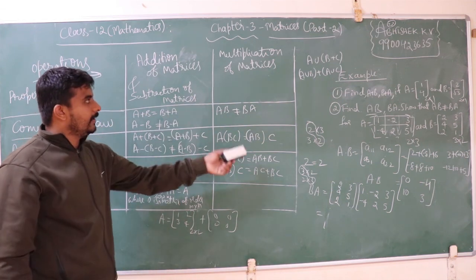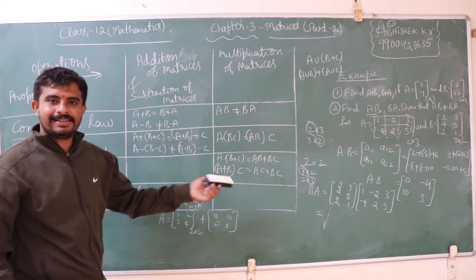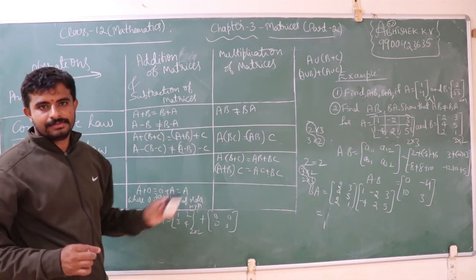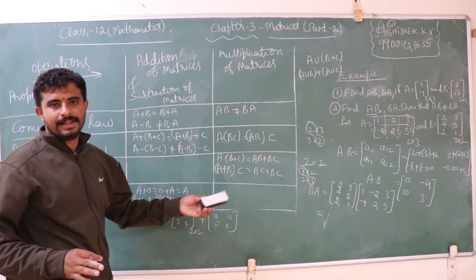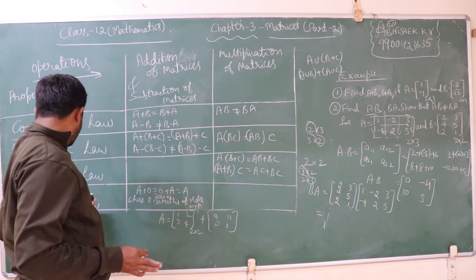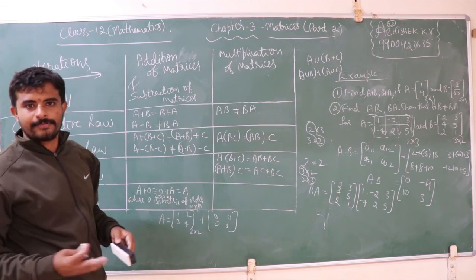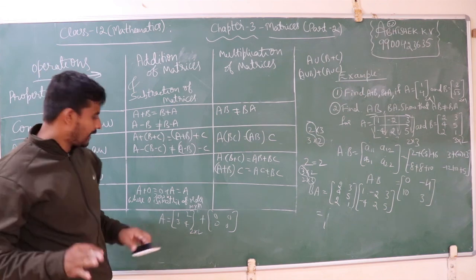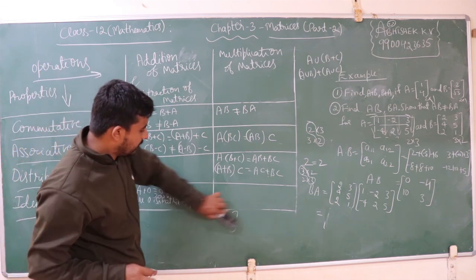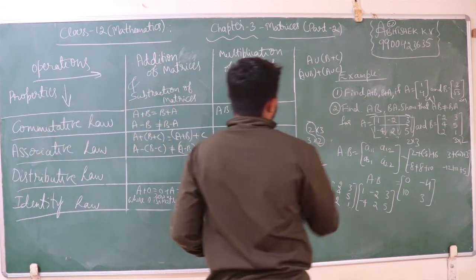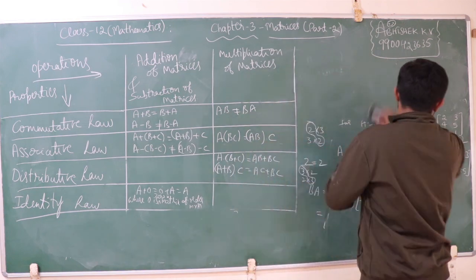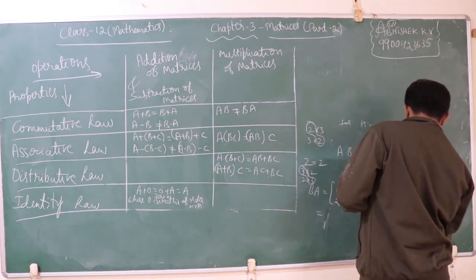What is the identity law for multiplication? Let us discuss it later. We will discuss the identity law for multiplication of matrices later. Is it clear, all of you? So these are the properties of operations on matrices. Please note down.